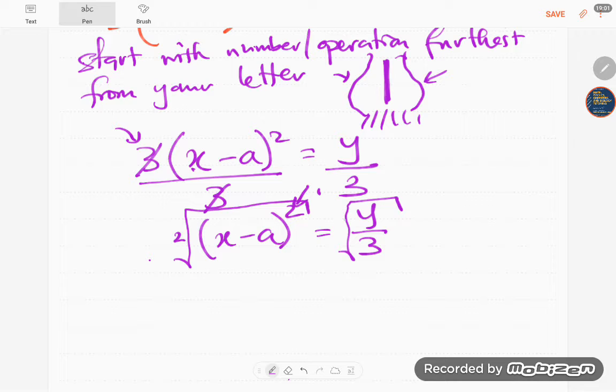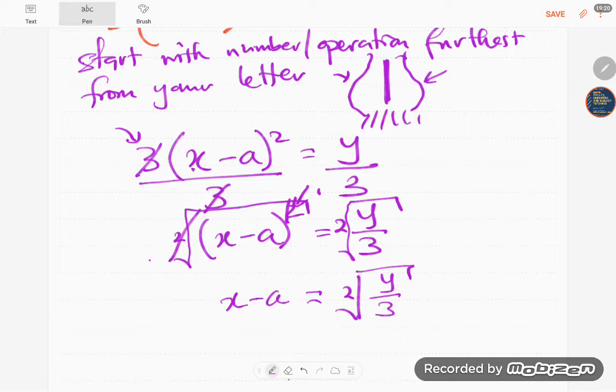Because it's an equation, I do it on both sides, okay? And I will end up, this cancels off with that. So that will leave me with just x minus a. Notice how I leave the brackets out because it's no longer necessary to raise that bracket to a power 1. So it gives me the same thing. And that gives me equal to the square root of y over 3. And that's the square root.